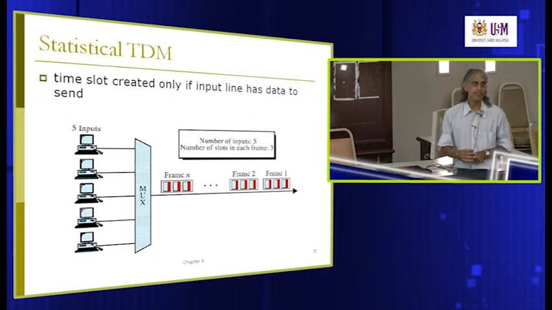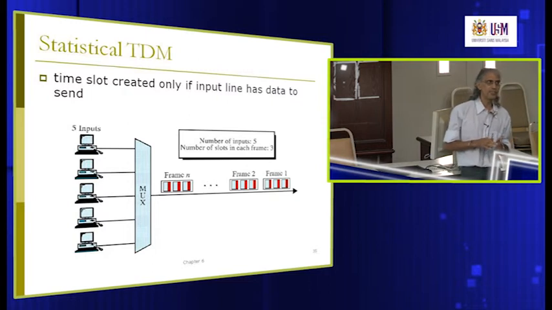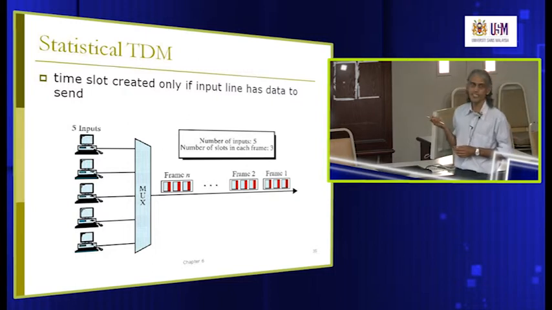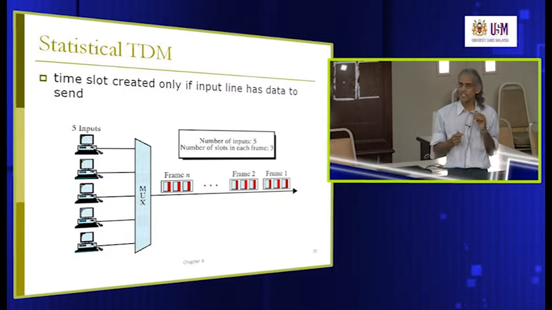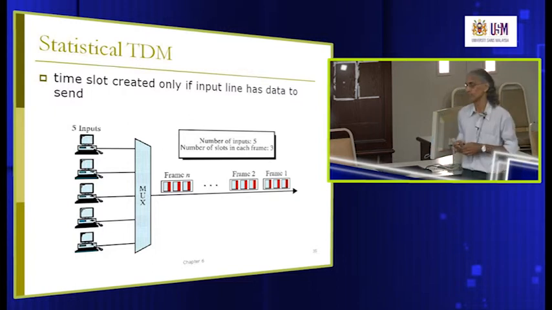Statistical TDM is a slightly different variation. What it does is that a time slot will only be created if the input line has data to send. For example, we have 5 users, but only 3 users are sending data at one time. Therefore, only 3 slots will be created. So slots are created if there is data to send. No data to send, no slot created. In other words, no empty slots will be wasted in statistical.